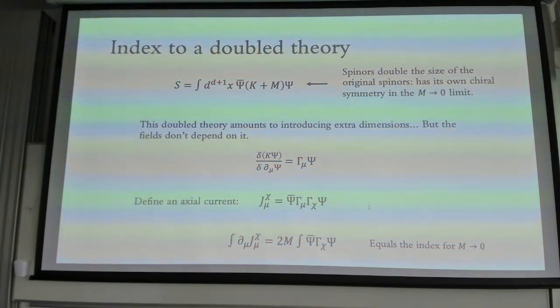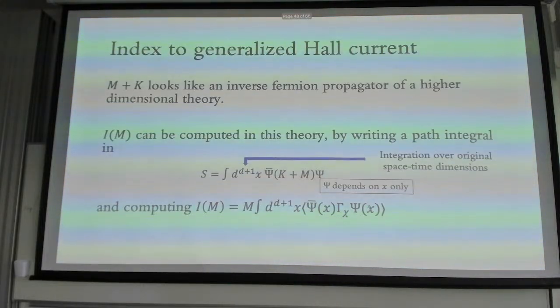Okay, and you can get the corresponding gamma matrices. You can read them off by looking at this K. And in this theory, I can define an axial current, which is just psi bar gamma mu gamma chi psi, and try to see what its Ward identity is. You just do the standard chiral transformation, and you see that the space-time divergence of this current is related to 2m psi bar gamma chi psi, which is this operator Im.